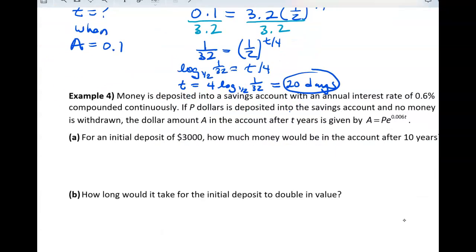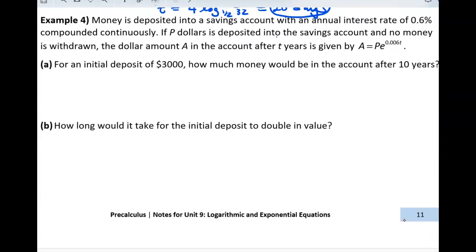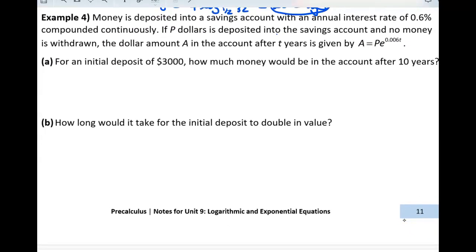All right, let's take a look at a money problem. Now for this one, we're actually not having to develop the model. I'm actually giving you the model here. So if P dollars is deposited into a savings account and no money's withdrawn, and this time the annual interest rate is 0.6%, but the amount of interest is compounded continuously. This calls for a very specific model. A is equal to P times E raised to the interest rate as a decimal times T.